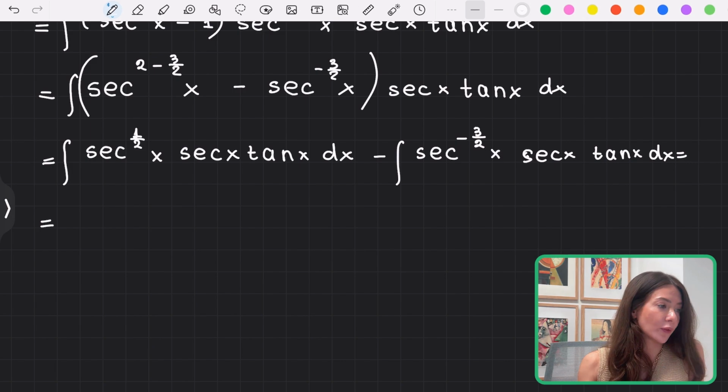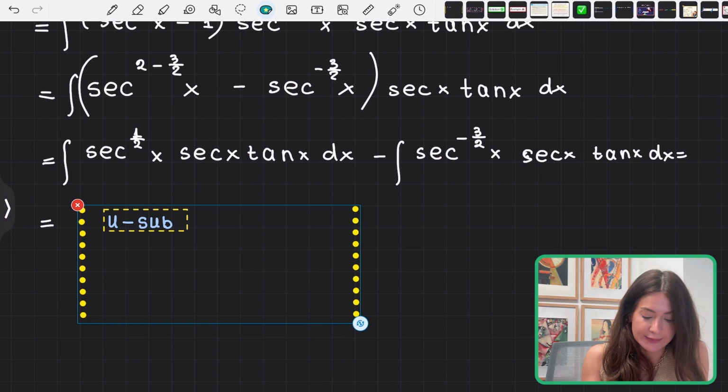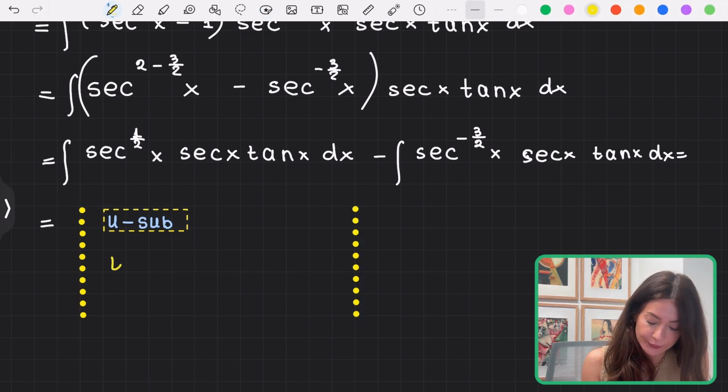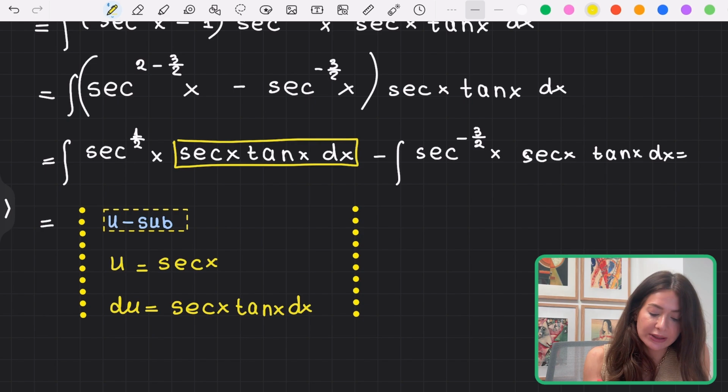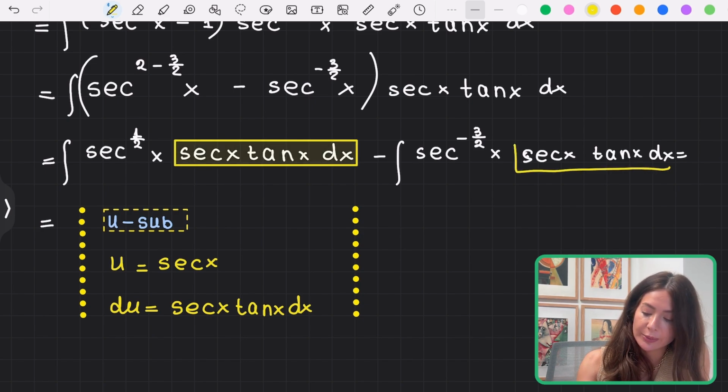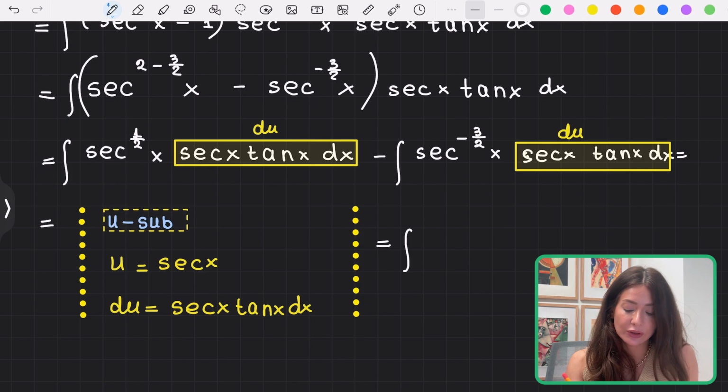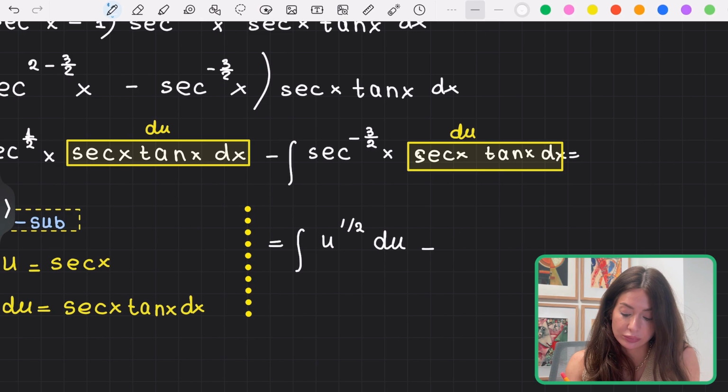At this point, you are ready for a u sub. And for both integrals, u is going to be secant x. And du is going to be derivative of secant x, which is secant x tangent x dx. And this is why we were kind of treating this as untouchable and being very protective of it, because you need this du for both integrals to turn them into, after you do a u sub, a power rule, right?